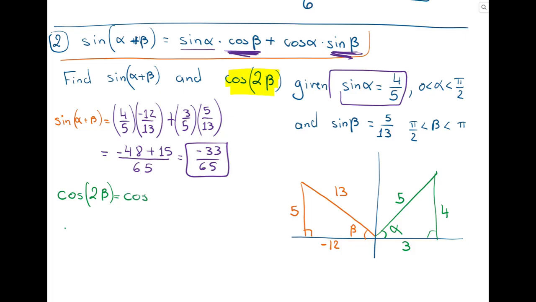And I'm going to say, okay, well, cosine squared of beta minus sine squared of beta. That's one of them, right? So I'm just going to use that because I already know the cosine of beta and the sine of beta, right? So equals cosine beta is negative 12/13 squared, right? Because this is squared, minus, and the sine beta was given to us as 5/13. And again, this is squared, right?